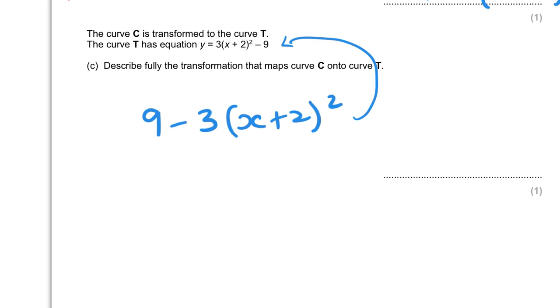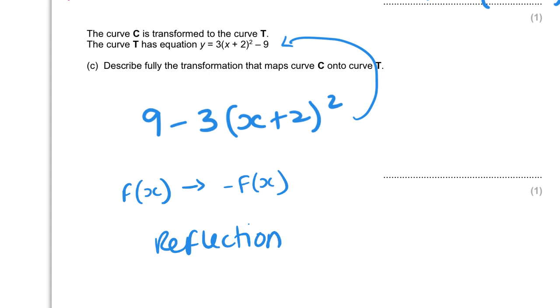It is a reflection. Well done. So what's happened here, technically, is we've gone from f of x to minus f of x. So this is a reflection. Does anyone know if it's on the outside where we're reflecting? Yes, reflection in the x-axis. Perfect.